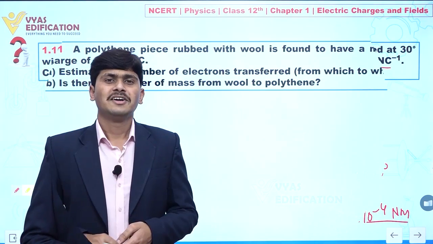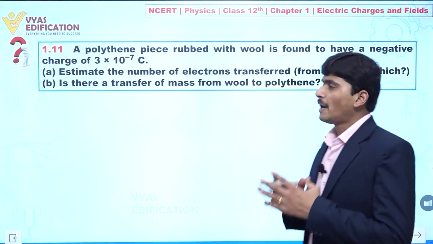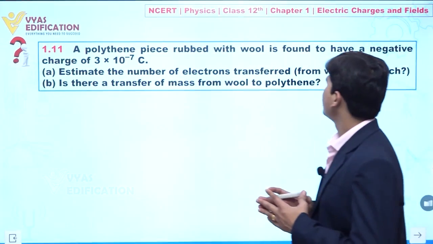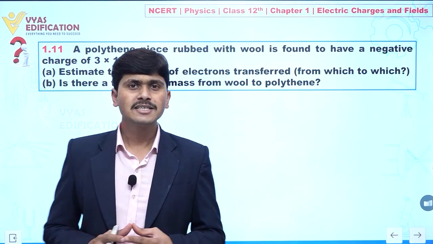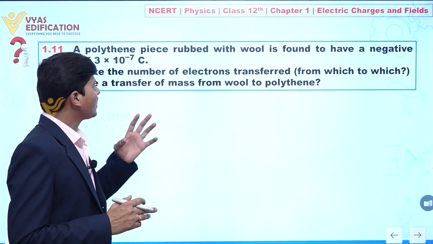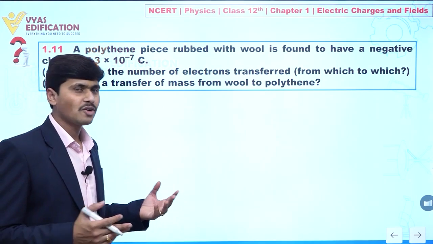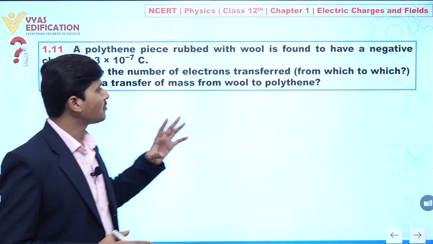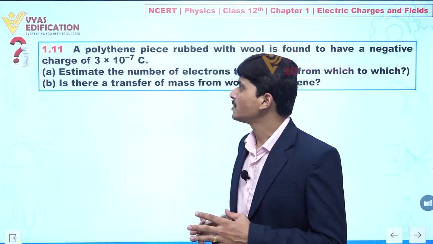Now dear student, we are going to discuss question number 1.11. A polythene piece rubbed with wool is found to have a negative charge of 3 into 10 to the power minus 7 coulomb. We have to estimate the number of electrons transferred, and from which to which. Is there a transfer of mass from wool to polythene? Now let us try to understand this question.